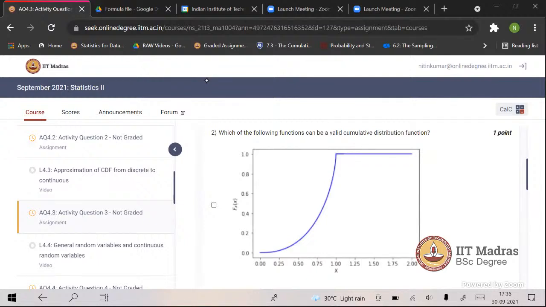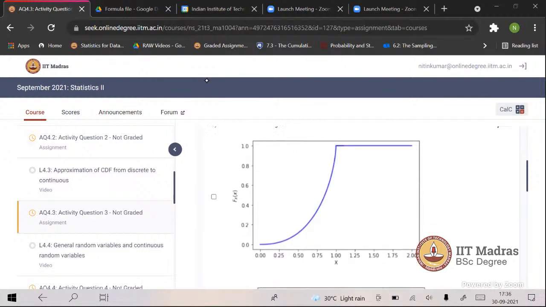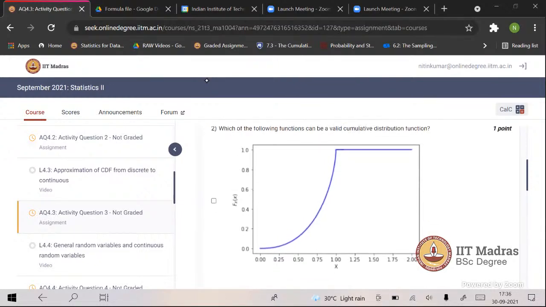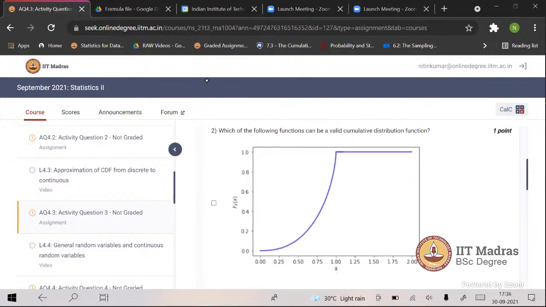Now you need to distinguish whether a given curve is a valid cumulative distribution function or not. So look at the first option. Is it a valid cumulative distribution function? Always remember the properties. First property is what? It is always non-decreasing. Second property, it always tends to 1 when x tends to infinity, and the third property is it always tends to 0 when x tends to minus infinity. And the next one is it is always continuous from the right side. Now check all these 4 properties.